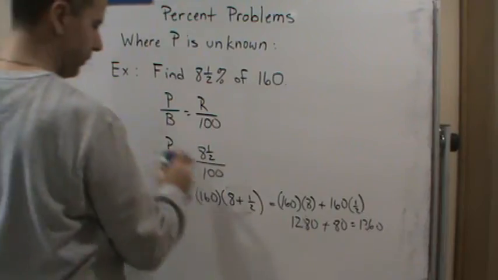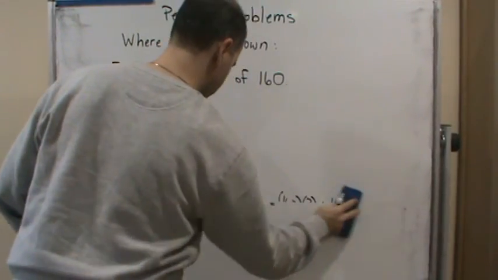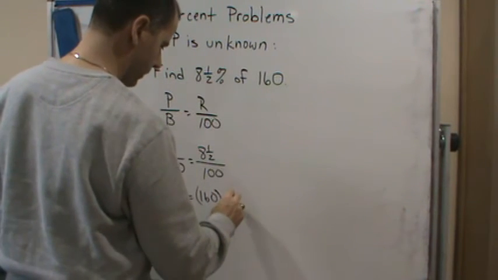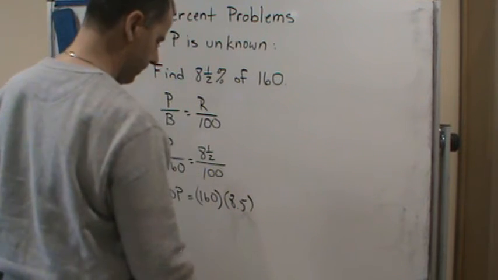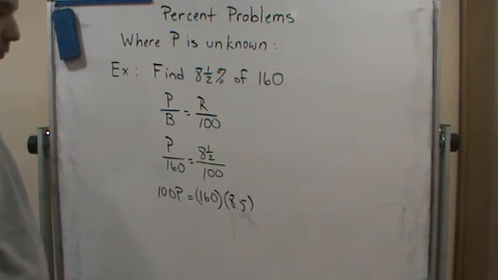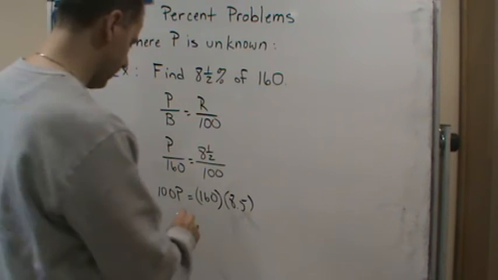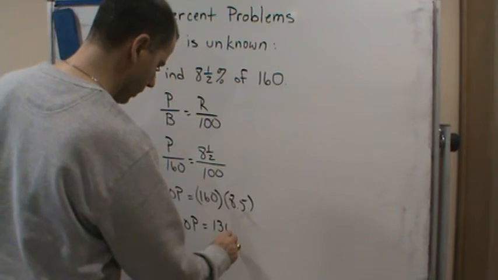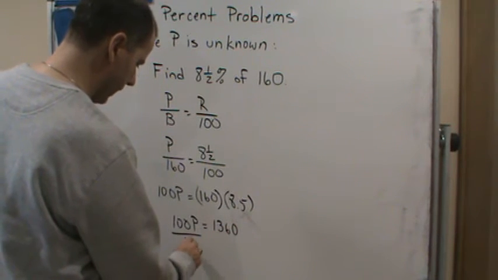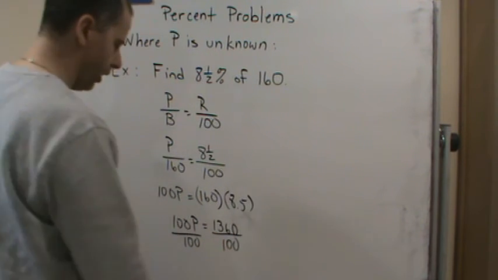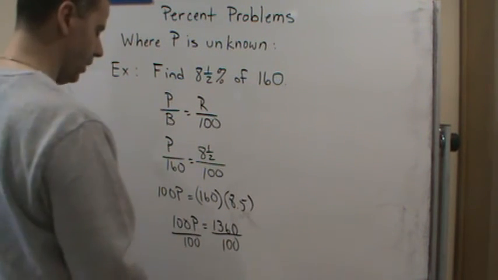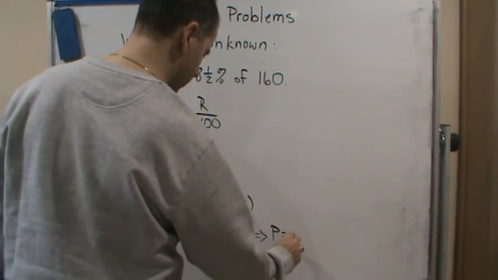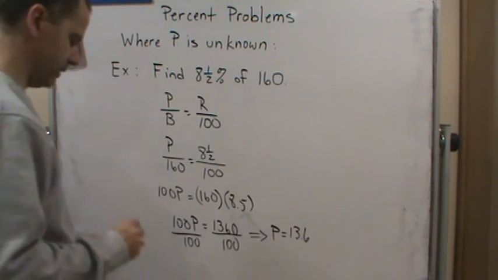So I could do that, or I could change it to a decimal and write 8.5 and just multiply these two numbers together, right? You know how to do that, which is going to give us 100p equals 1360, and then divide by 100. And then, of course, when we divide by 100, all we're doing is moving the decimal point to the left 2 spots. And so we get P equals 13.6.